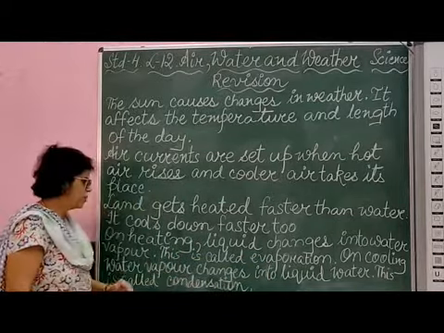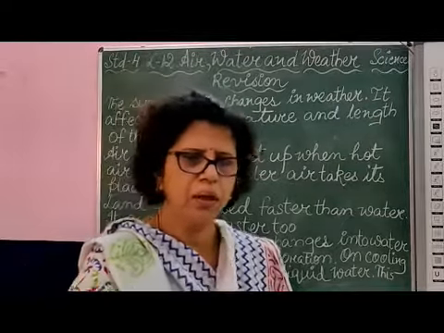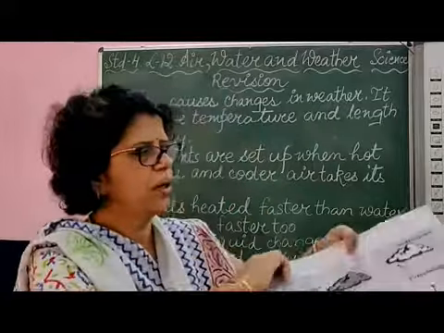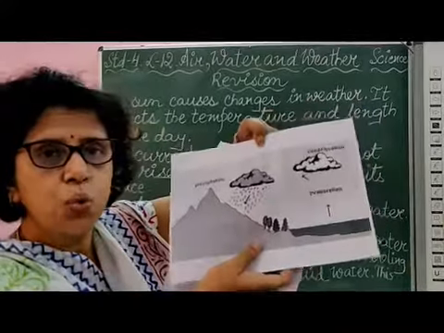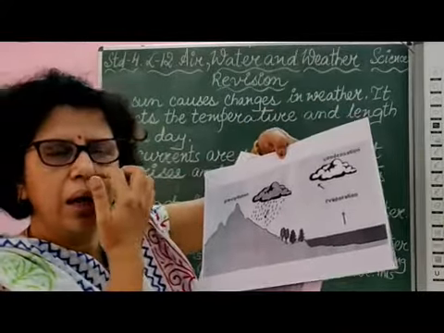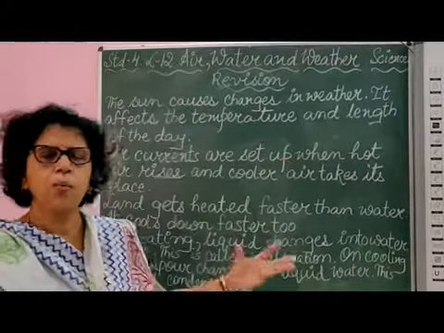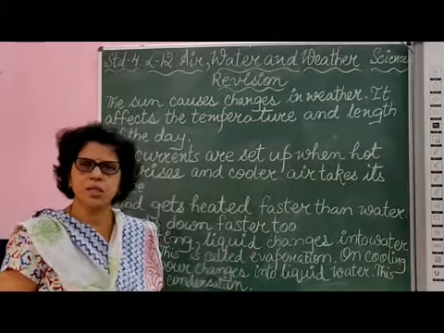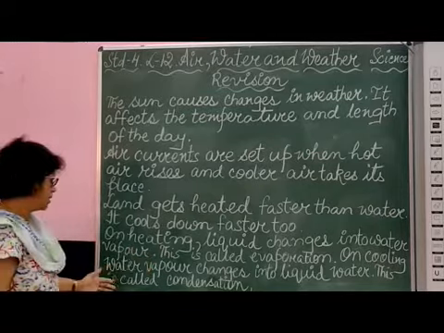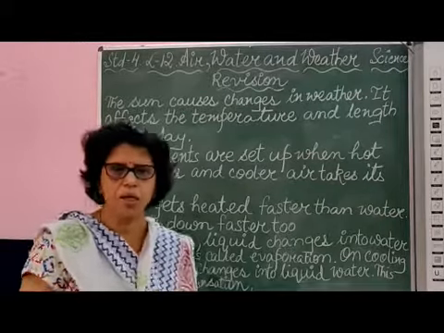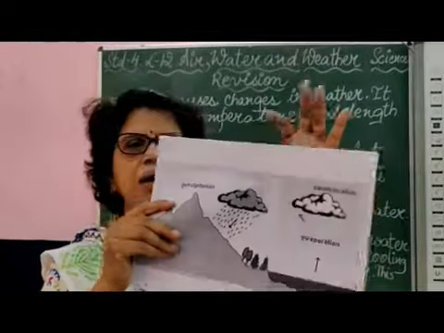And on cooling, water vapor changes into liquid. Now as it reaches the high atmosphere, what happens? This place is very cold. As you go higher up, the atmosphere is cool because the density of air is less. So it is cooler, so they get condensed. So when you keep water in the freezer, it condenses, isn't it? It becomes ice. Similarly, on cooling, water vapor changes into liquid. That is your condensation.